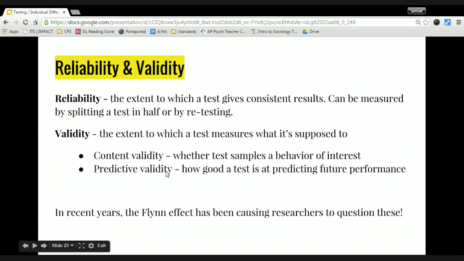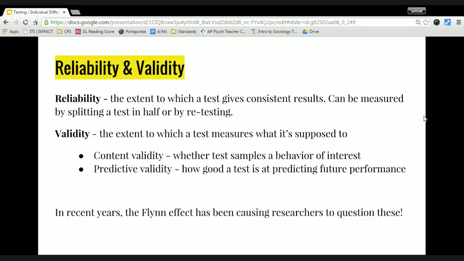And predictive validity then is how good a test is at predicting future performance. So you would use some correlation here. Let's say people score really well on my test. How do those people do in the future? Is there a correlation there? And if so, that test has predictive validity.